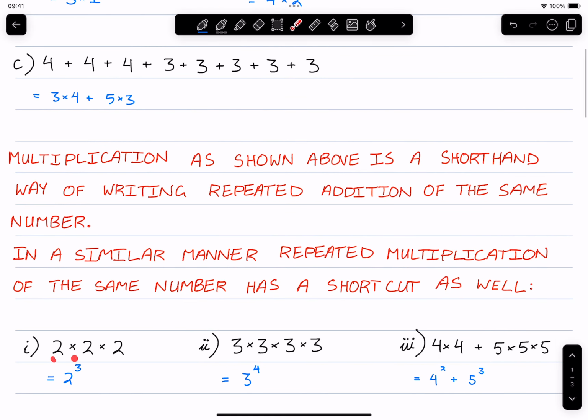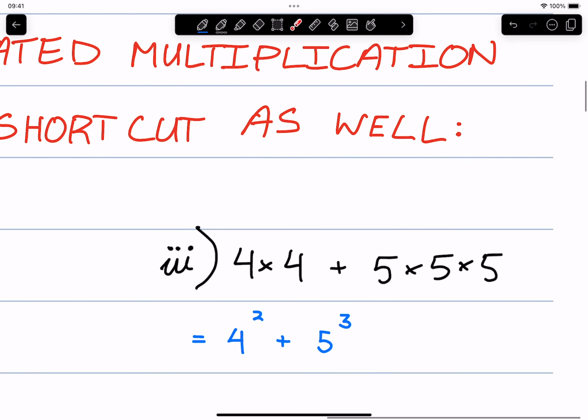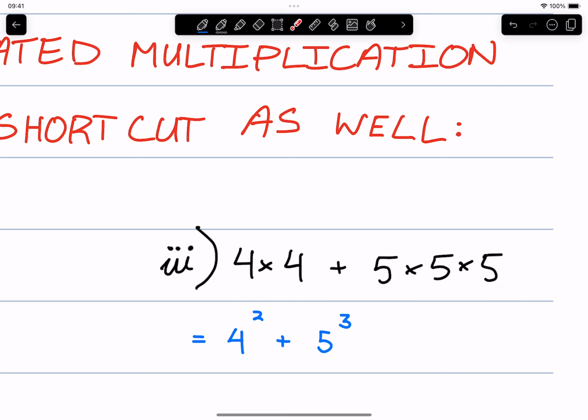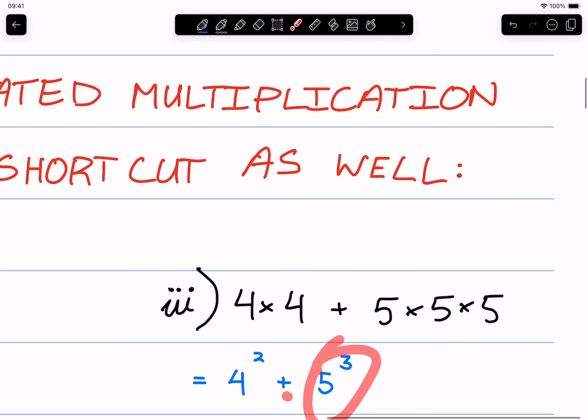So 2 times 2 times 2 is written like this. This is the same idea. It's just a short way of writing it. 3 times 3 times 3 times 3 is 3 to the power of 4, and I'll get to this in a moment. And 4 times 4 plus 5 times 5 times 5, well, that's 4 to the power of 2 plus 5 to the power of 3.